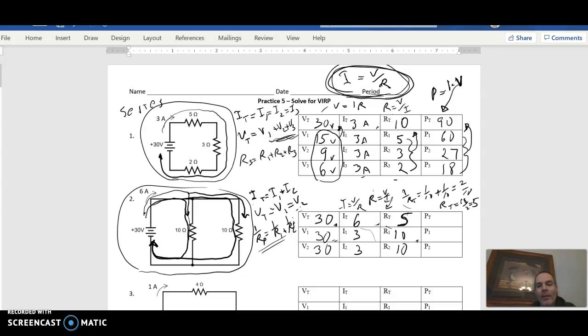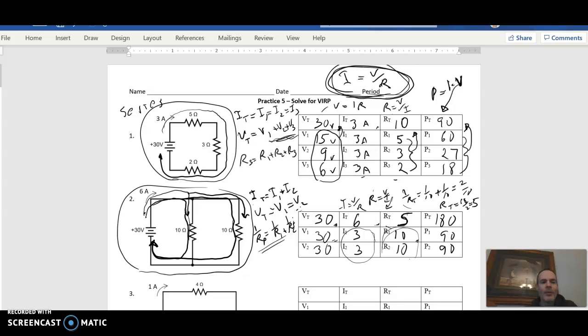Sometimes these aren't going to be the same value here. They're only the same value because the resistance was the same. But if one had a larger resistor than the other, that would actually have less current going down that branch. And power again is I times V, so 30 times 6, 180, 30 times 3, 30 times 3.